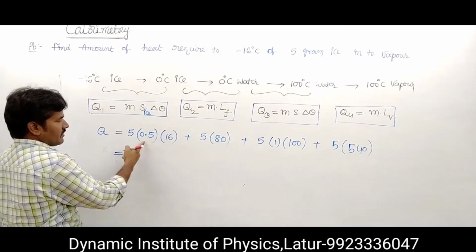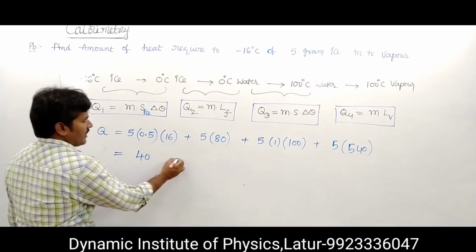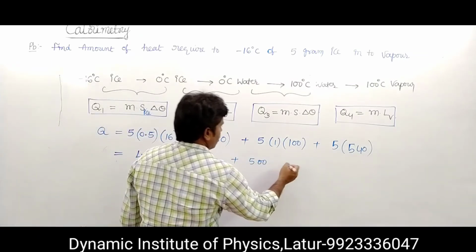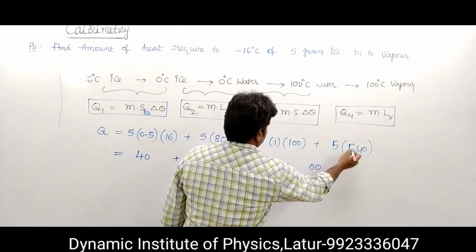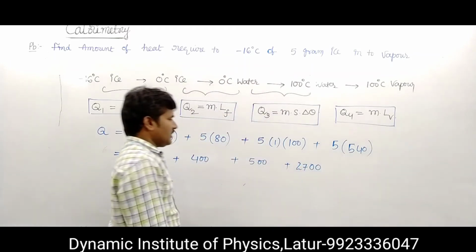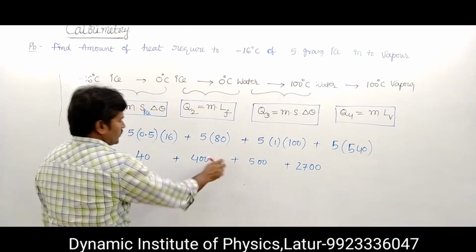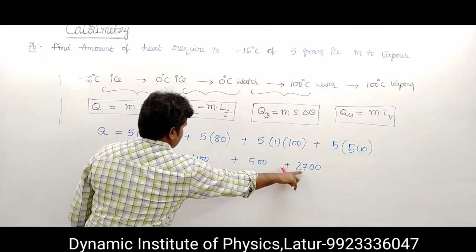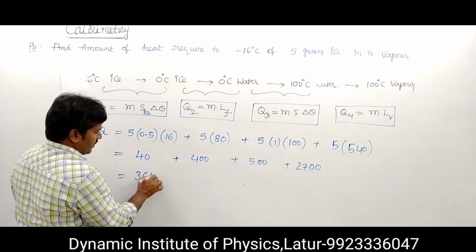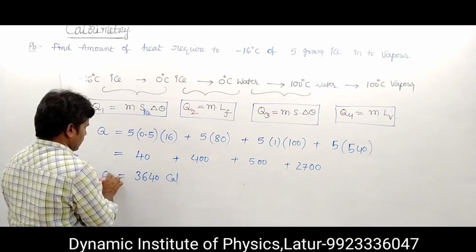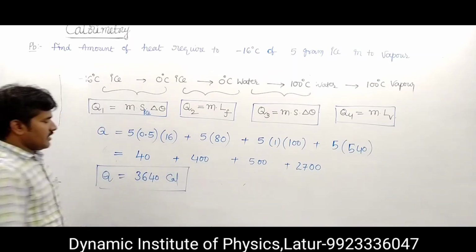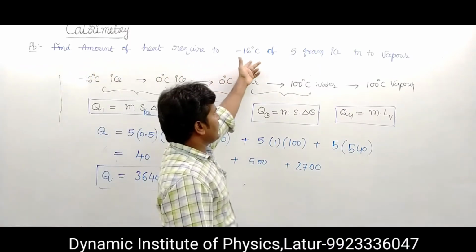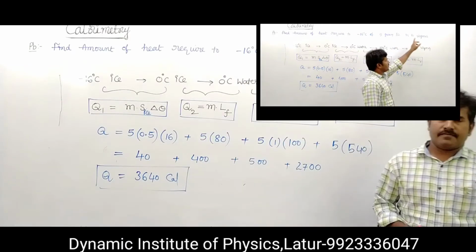Its value becomes 40 plus 400 plus 2700. Total, this is 3640 calorie. This is the total heat. Q equals 3640 calorie of heat is required for minus 16 degrees centigrade of ice converted into vapor.